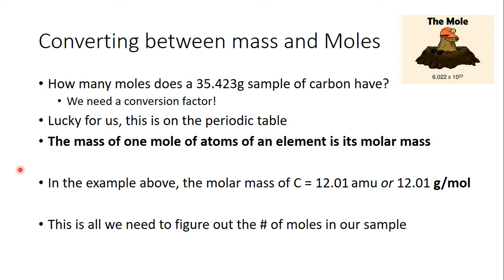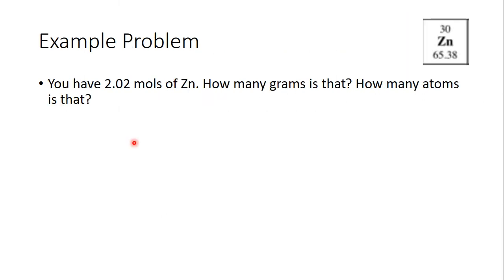Well, the molar mass of carbon is 12.01 AMU, or it is also 12.01 grams per 1 mole. Therefore, with a periodic table, we can figure out how many moles are in a sample of anything as long as we know the molecular formula of our sample. So let's try and use this. So we have 2.02 moles of zinc. How many grams is that? And how many atoms is that? Pause the video, try to figure it out, and come back when you have an answer.